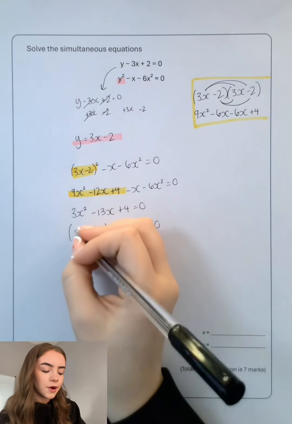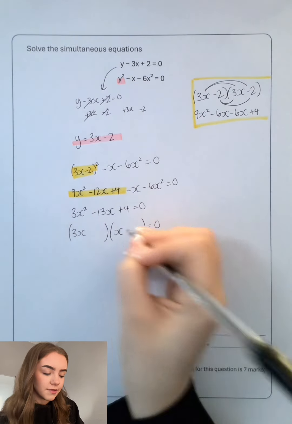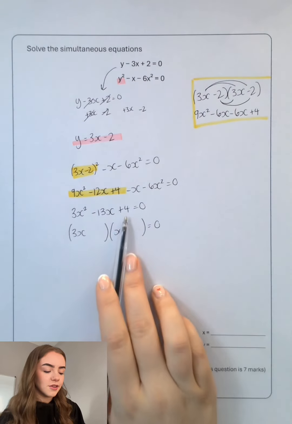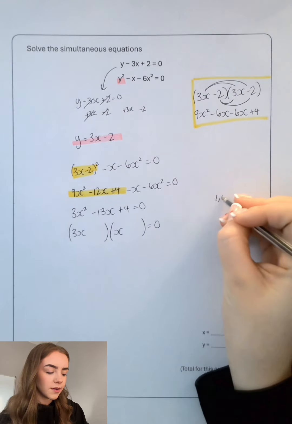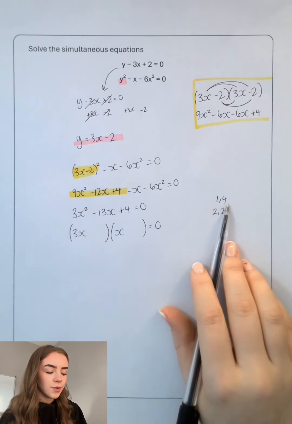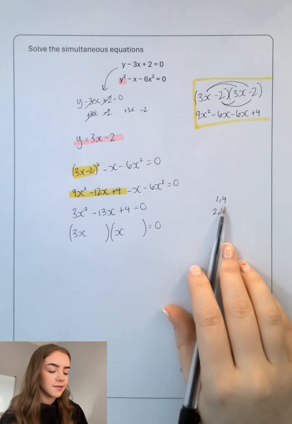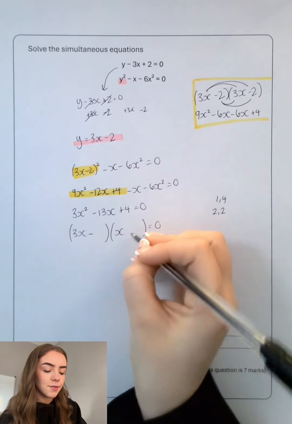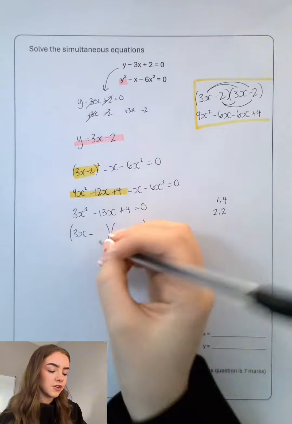To get 3x squared, we must have 3x and x in both of these brackets. Then these two values will need to multiply to give 4, so that could be 1 times 4 or 2 times 2. In order to multiply to give a positive, either both must be positive or both must be negative. Since we have a negative here, they must both be negative. Let's try first the combination of 1 and 4.